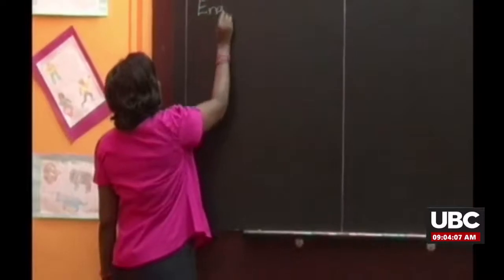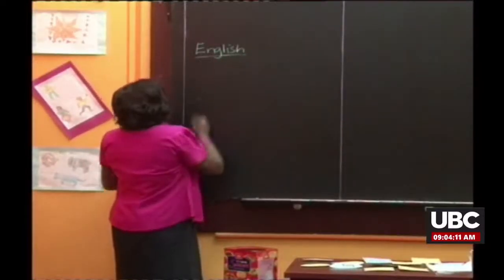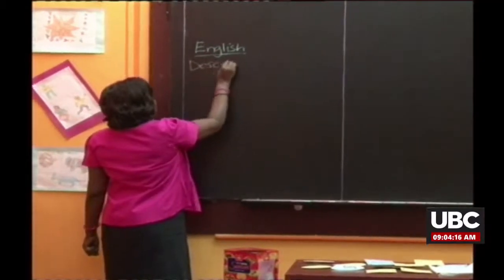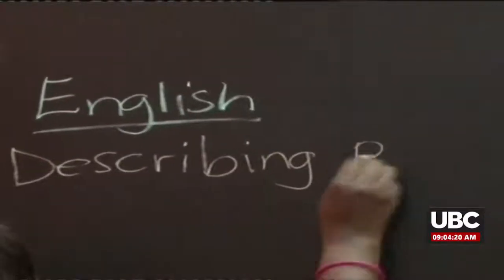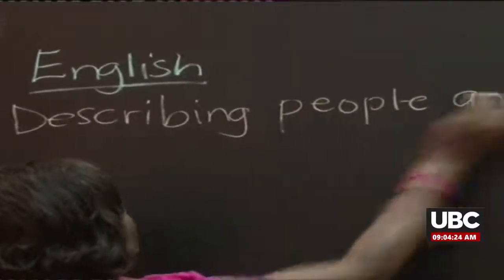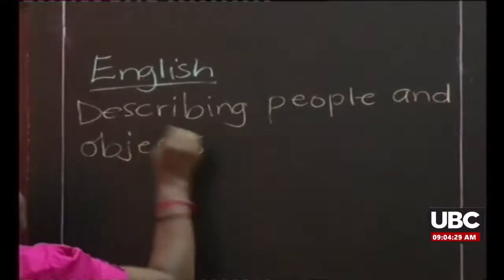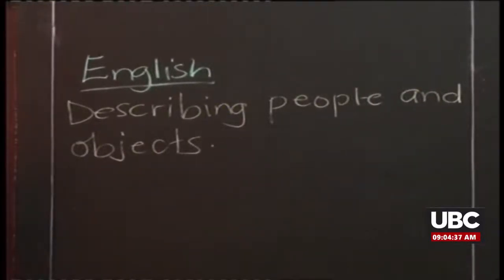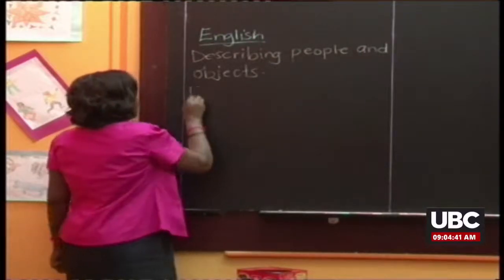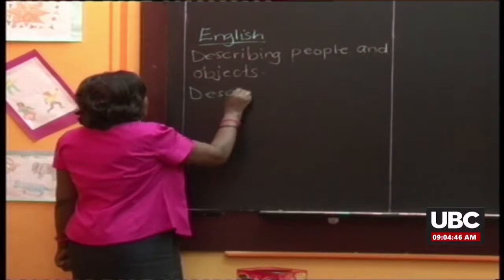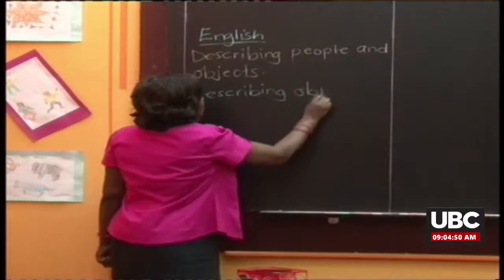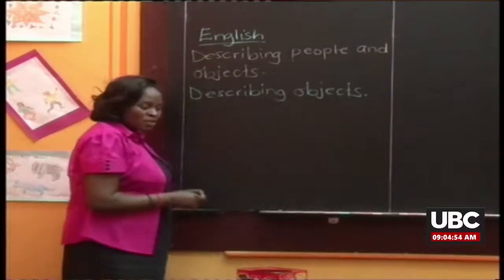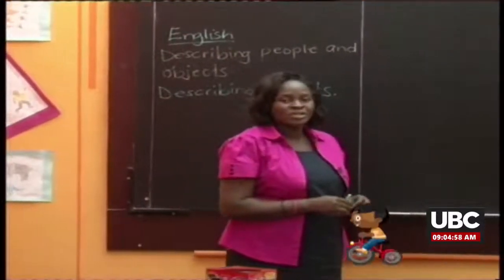And in our English lesson, we are going to look at the words we use to describe objects. We are looking at, as our topic, describing people and objects. We are looking at the words we use to describe people and objects. And today we are looking at the words we use to describe objects. So our topic today, our lesson, is describing objects.